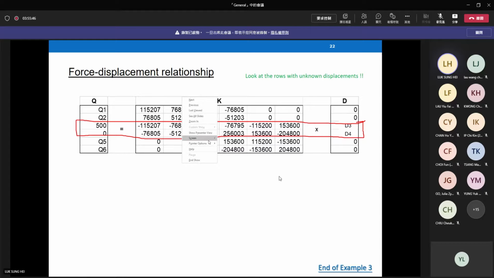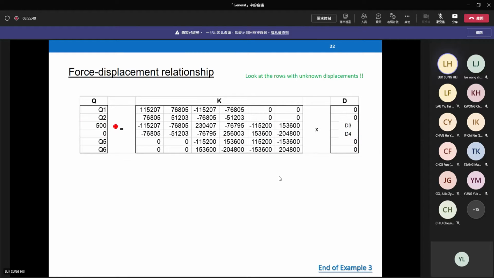You can extract this row out using matrix multiplications. Say, for example, row 3. How to extract row 3 out? This row times this column. Then it becomes equation 3. Matrix is nothing. Matrix is just a collection of different equations. We put all the things together. Equation 3, equation 4, two equations.